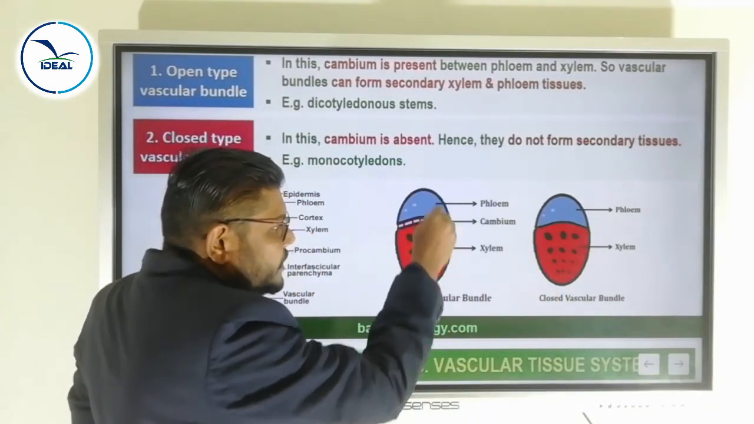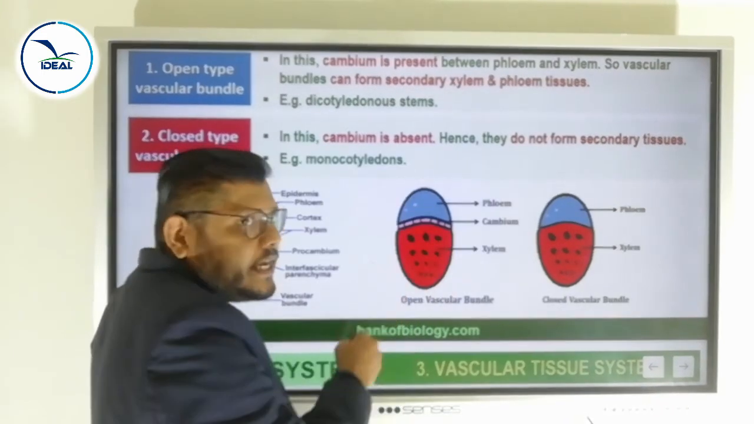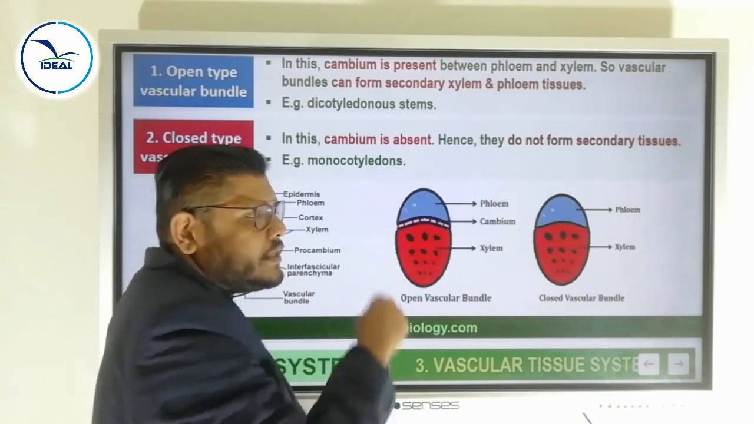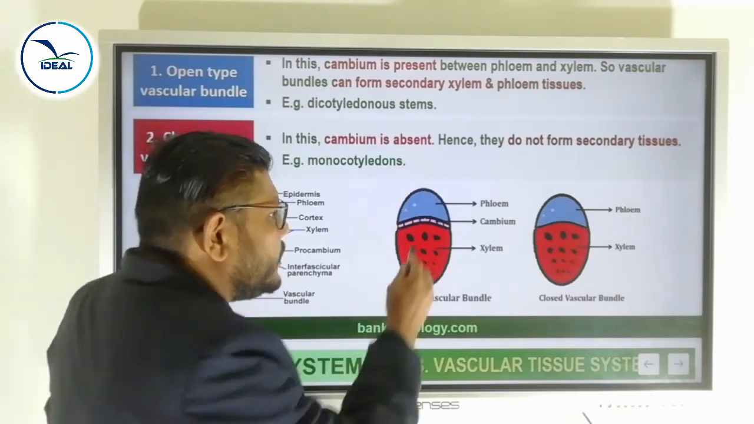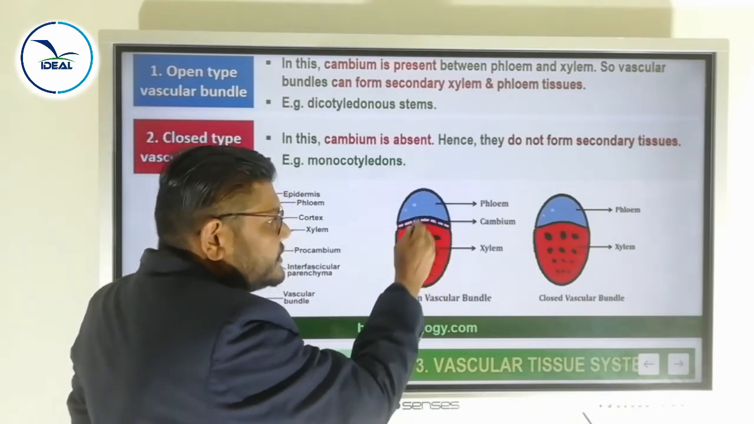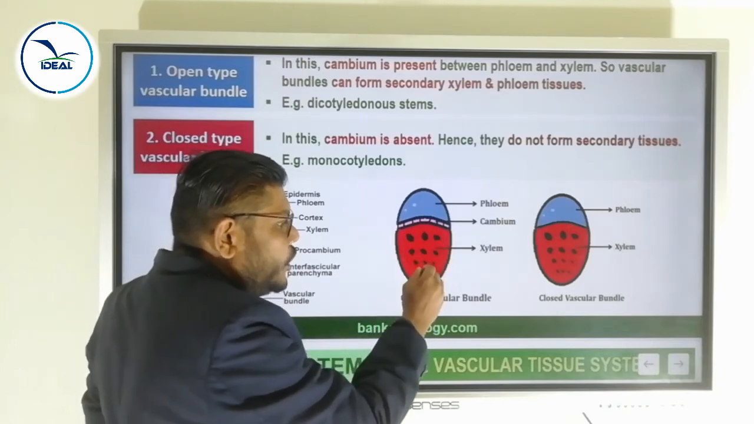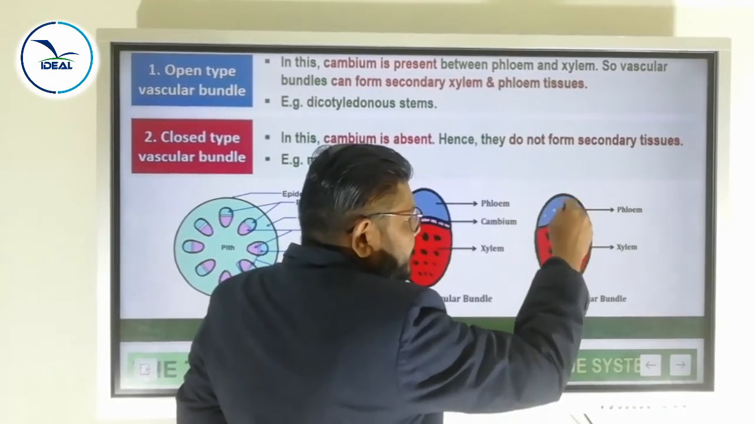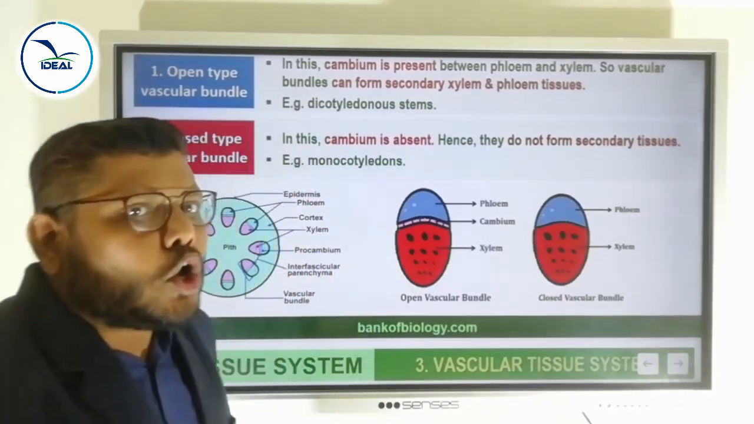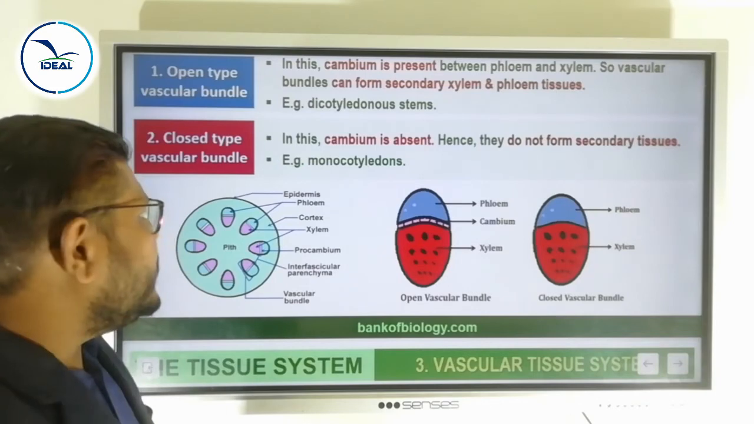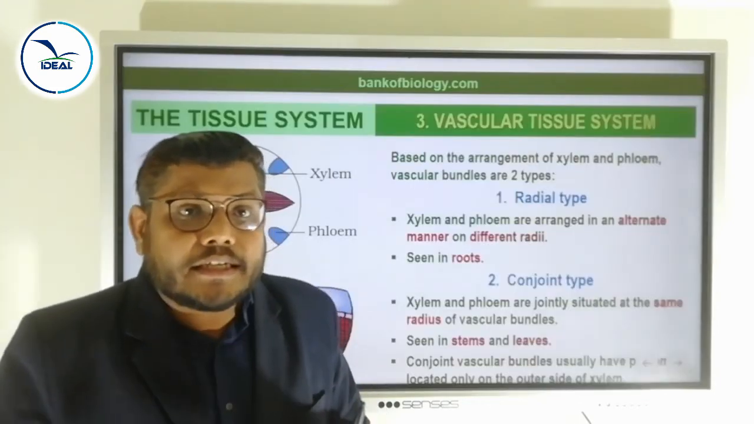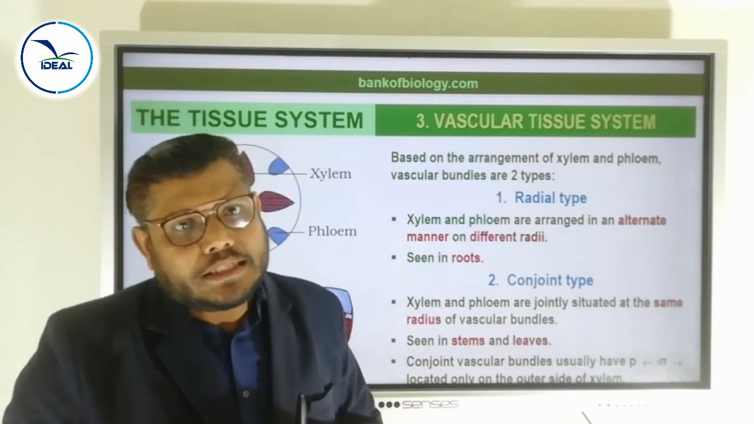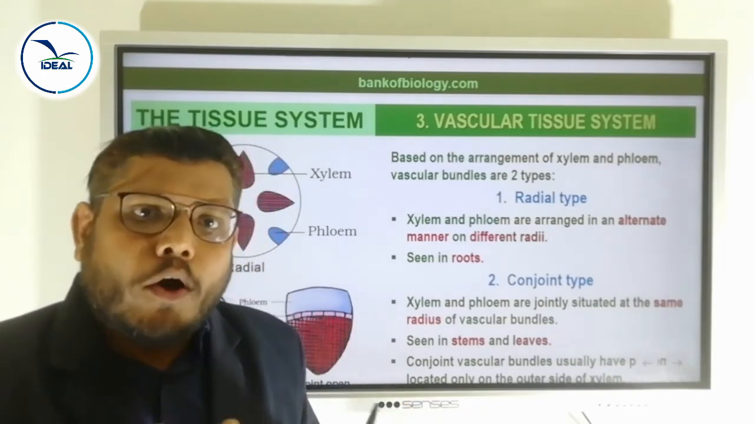Here the vascular bundle consists of phloem and xylem. Xylem is below the cambium, and above the cambium, which one is located? Phloem is located. Look here, between the phloem and xylem there is a cambium, so we call it an open vascular bundle. But here there is no cambium between the phloem and xylem, so we call it a closed vascular bundle. Is it clear? Based on the presence or absence of cambium, vascular bundles are two types, open and closed.